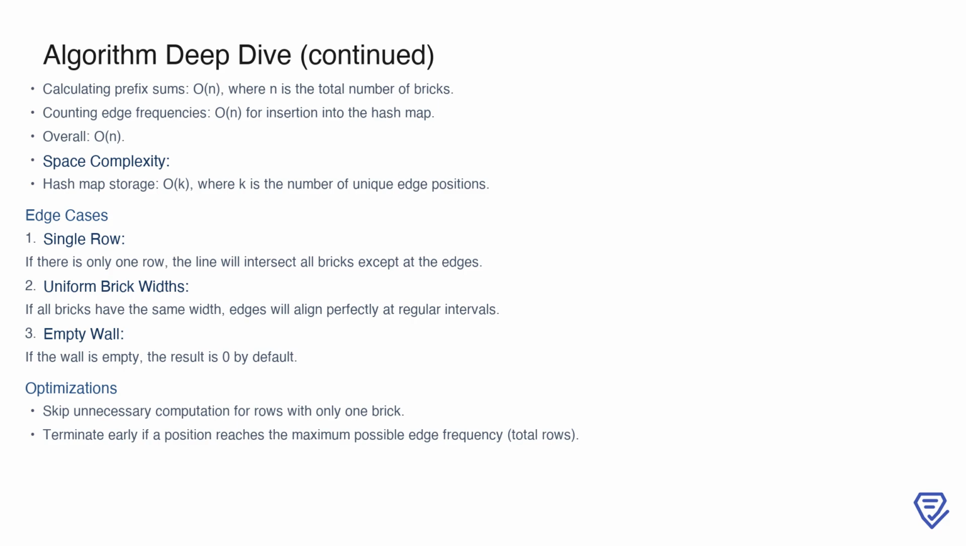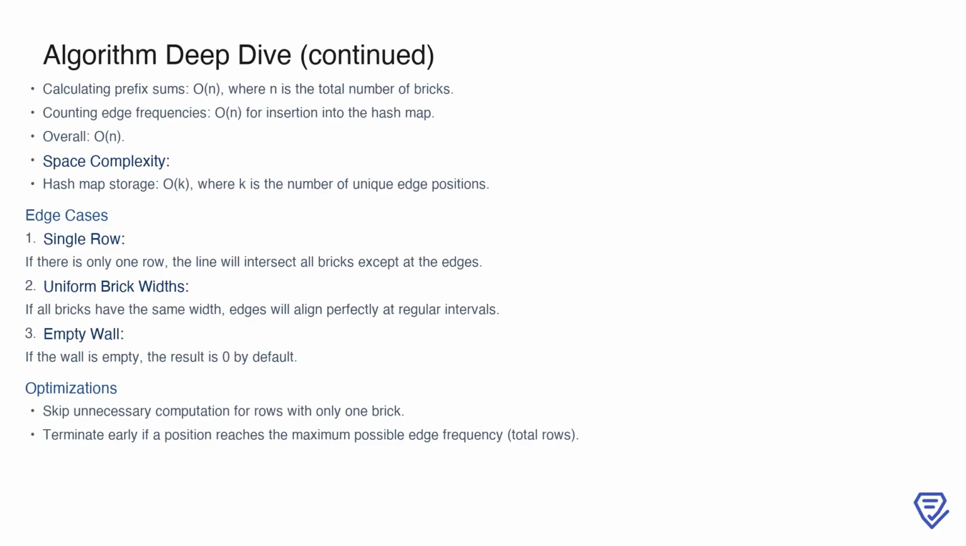Now, let's consider a few edge cases. If the wall contains only a single row, the line will intersect all bricks except where the edges align. For walls with uniform brick widths, edges will align perfectly at regular intervals, simplifying the calculation. If the wall is empty, the result is 0 by default.